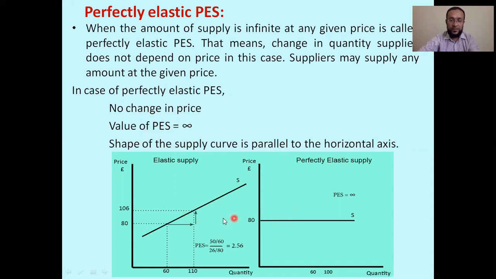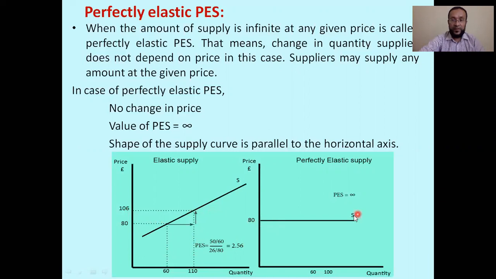We showed these two together to compare them, okay? That's to make it easier to compare between elastic and perfectly elastic supply. All right. So this we explained in the previous diagram also. Here also you can explain it by changing these figures. Here we are assuming that price is as usual 80 pounds initial price, and initial quantity supplied 60. But here price increased from 80 to 106 pounds, and in response quantity supplied increased from 60 to 110 units. So the value of elasticity is 2.56, which is greater than 1, so it is elastic supply.